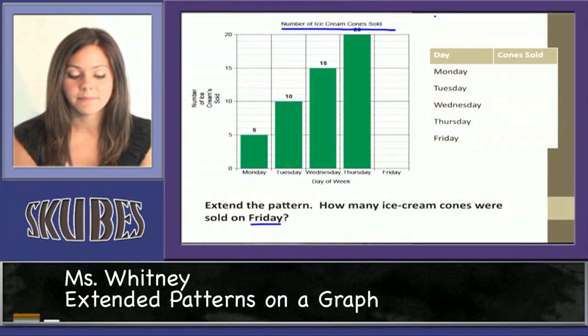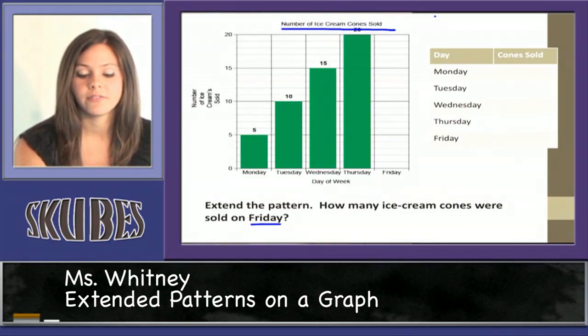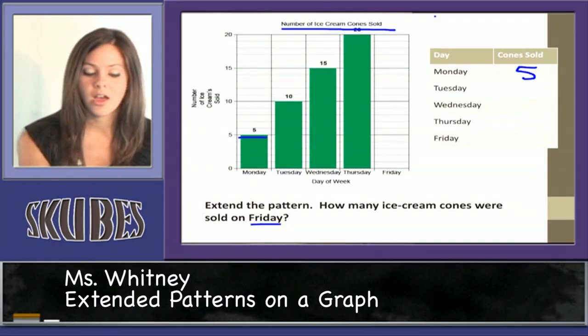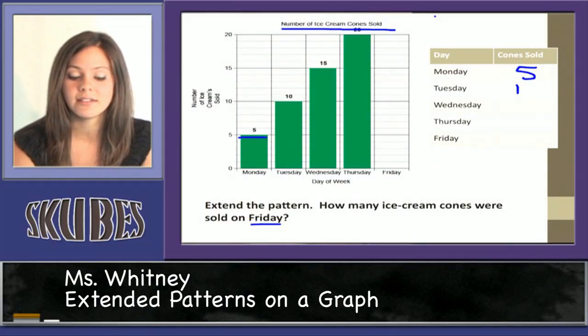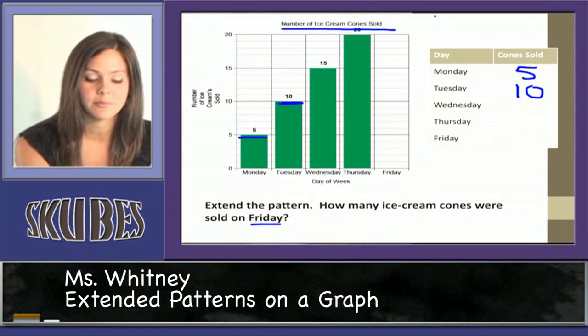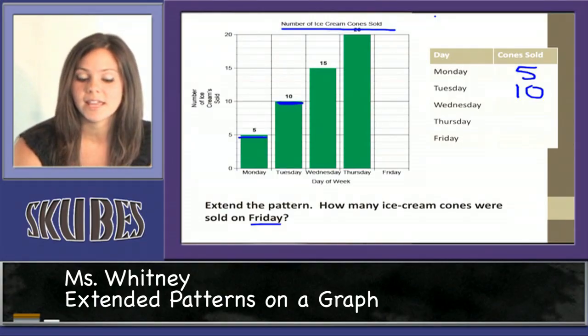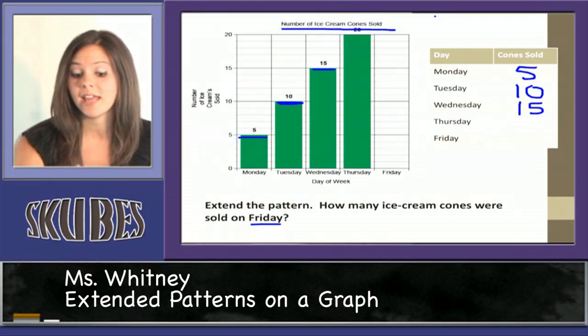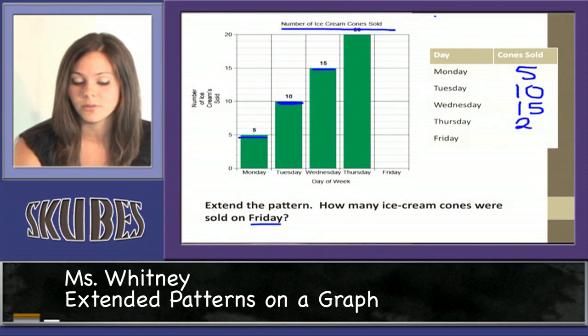We have Monday, 5 ice cream cones were sold, looking at our bar. On Tuesday, 10 ice cream cones were sold. You can see this bar lines up with the 10. On Wednesday, 15 ice cream cones were sold. And on Thursday, 20 ice cream cones were sold.